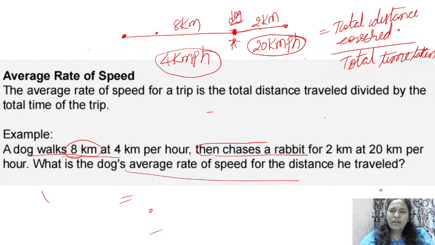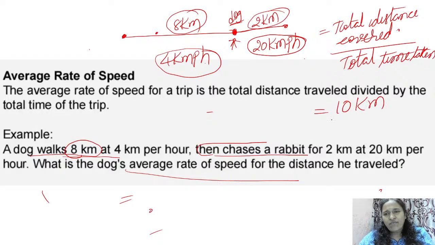Total time taken. That means what is the total distance covered by the dog? Here it is 8 kilometers and here 2 kilometers. That is 10 kilometers. And what is the total time? Actually, the time is not given directly here. We have to find the time by using the distance and the speed.